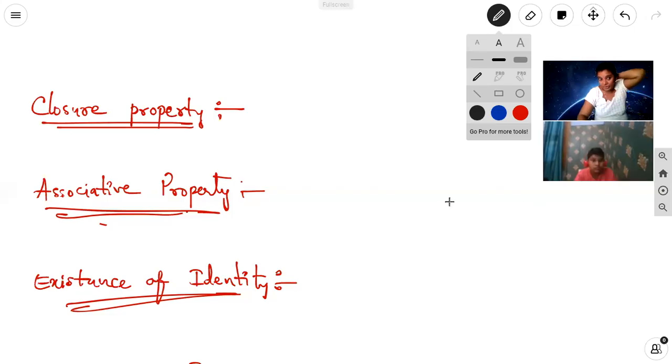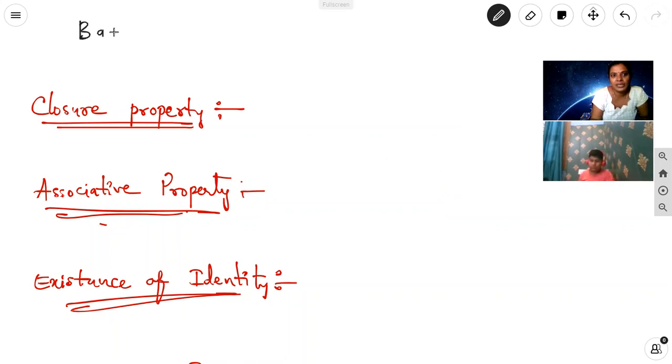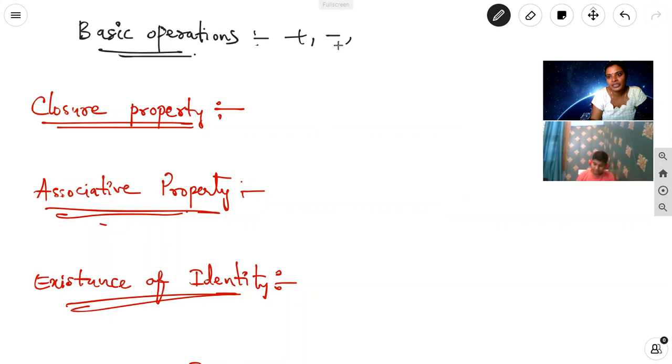Now we are going to discuss some properties on basic operations. What are the basic operations in mathematics? Addition, subtraction, multiplication, and division. These are the basic operations. We are discussing whether sets satisfy the properties under the basic operations.